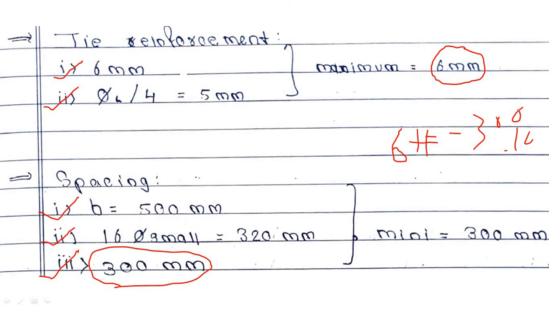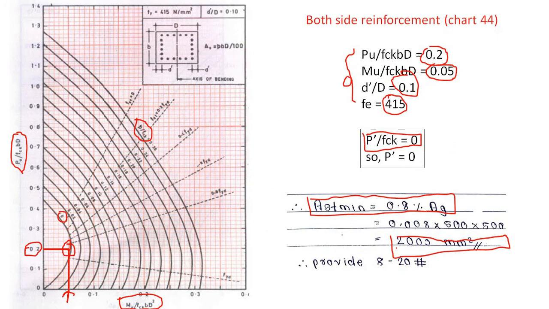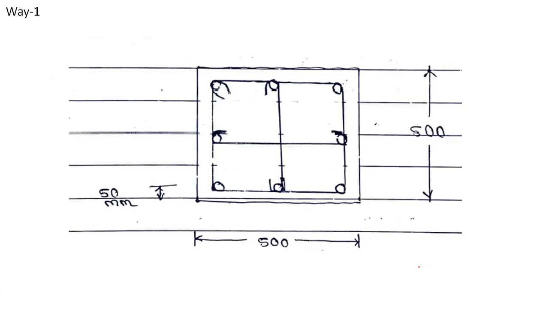So let us move on to the figure. There are 3 ways to place the reinforcement. The first way is to place like this. First we will place the main reinforcement. We have obtained the main reinforcement as 8 numbers of 20 diameter. So here we will provide 8 numbers: 1, 2, 3, 4, 5, 6, 7 and 8. Here we have provided 8 numbers of main reinforcement of 20 mm diameter.